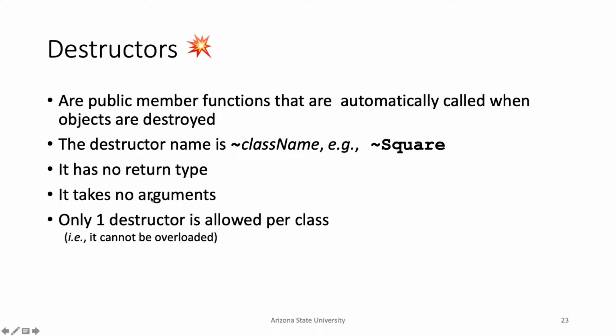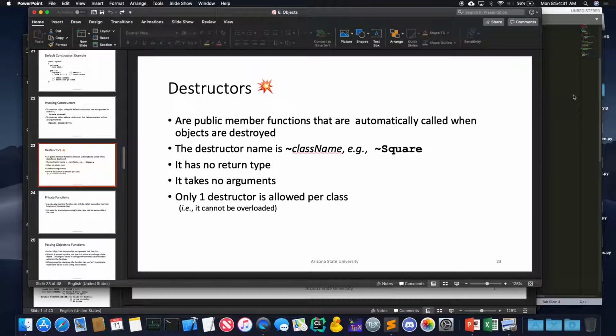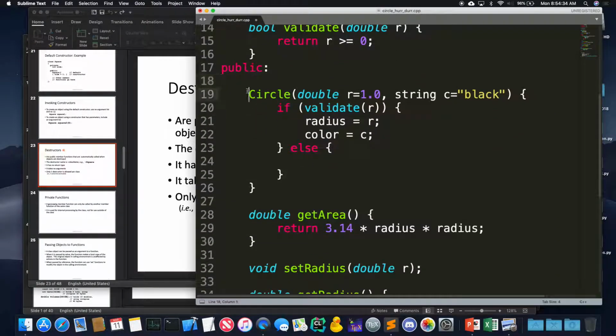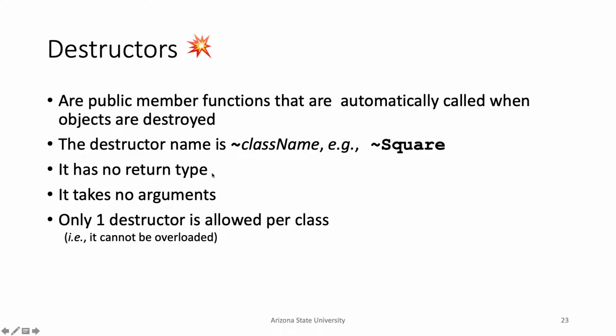Tilde, class name. There's no return type. Do constructors have a return type? Not destructors, constructors. Well, one way to find out. Let's look at the code. Does this constructor right here have a return type? No. So constructors don't have a return type. Destructors don't have a return type either, for similar reasons. A destructor always takes no arguments, and that's why only one destructor is allowed per class.